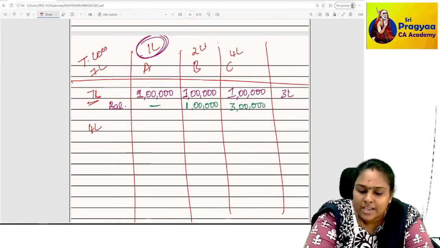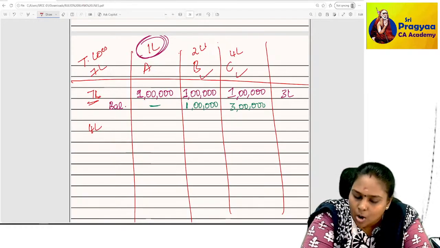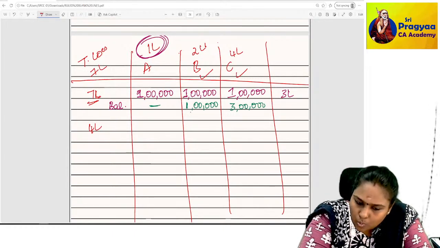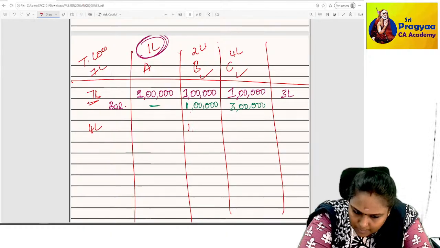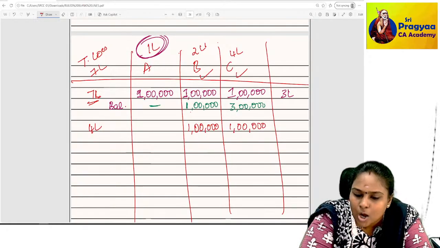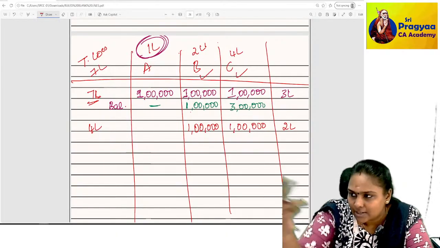Let us try to see. Sir, who are the next two available person? B and C. ஏன்னா அவங்க ரெண்டு பேருக்கு தான் balance இருக்கு. What is the lowest limit here? 1 lakh. Correct? So both of them will come and contribute only 1 lakh rupees. 1 lakh and 1 lakh. Now with this, how much is the total I'm contributing to the loss? 2 lakhs contribute பண்றேன். Extra 2 lakhs.